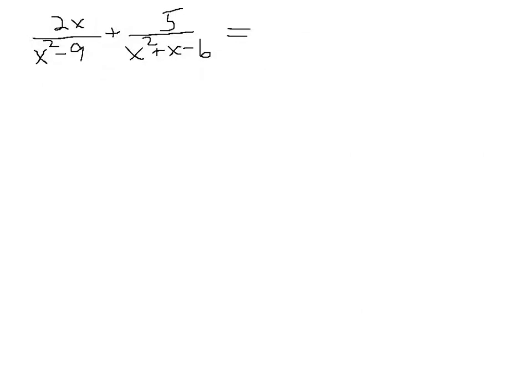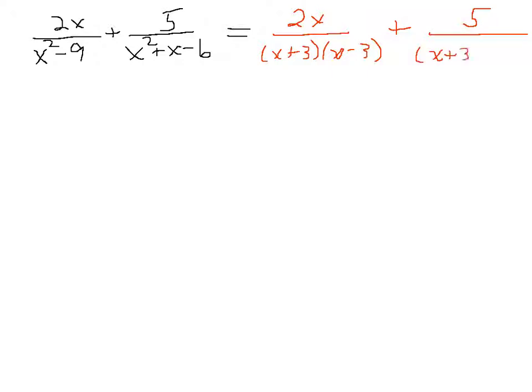Okay, so let's work through this problem. In this case, the first thing we have to do is factor the bottoms. Difference of two squares. And on this one, it's a trinomial, and it factors as x plus 3, x minus 2. Okay? So now that the denominators are factored, we need to find the LCD. So take a stare at that and see if you can write down what the LCD is. Okay, did you get this?